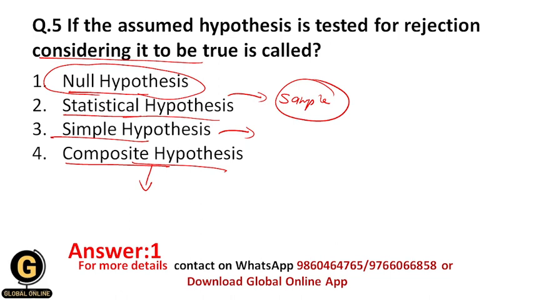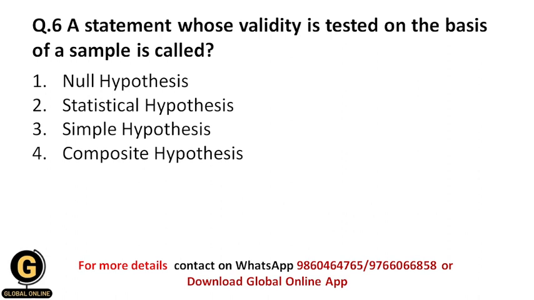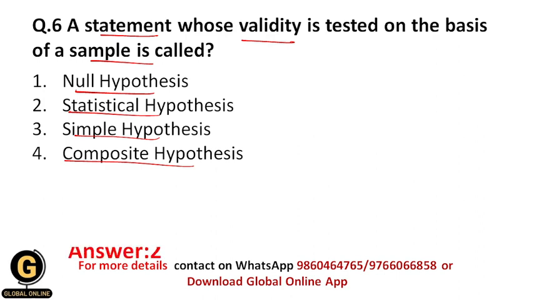And that's why here your correct answer is null hypothesis. Next, a statement whose validity is tested on the basis of a sample is called. Now this kind of concept we have seen in the previous question: what is the type of hypothesis whose validity is tested based on the sample? Whether it is null hypothesis, statistical hypothesis, simple hypothesis, or composite hypothesis, as I have told you earlier, it is called the statistical hypothesis.